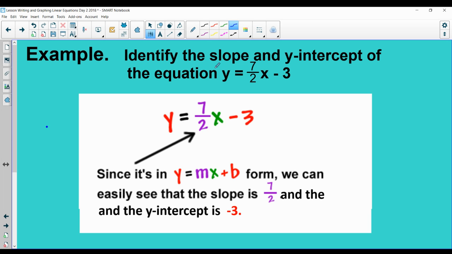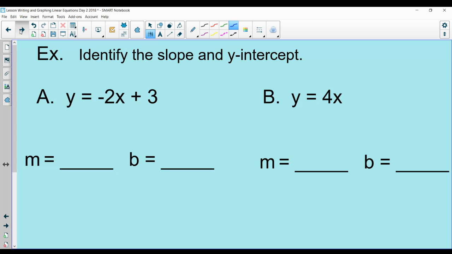In this video, we're going to be identifying the slope and the y-intercept of linear equations that are written in slope-intercept form. If you remember, the slope is the number in front of x, and the y-intercept is the one that's by itself. So in this problem, the slope is 7/2, and the y-intercept is -3 because this has a minus sign. So we have two equations here.